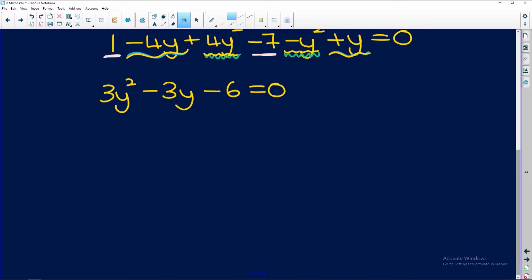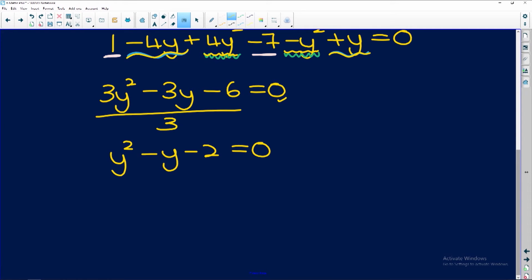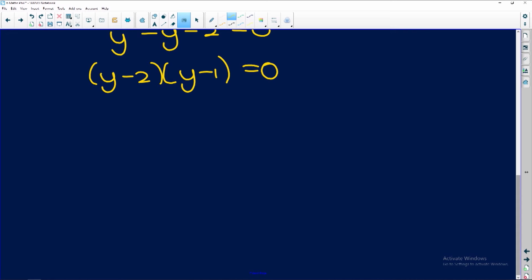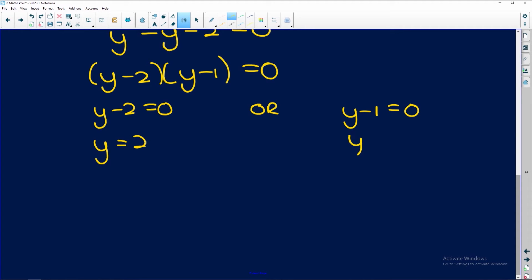If you don't want to factorize this trinomial, you can divide the whole thing by 3, and because of the 0 on the other side, that 3 becomes non-existent. So y squared minus y minus 2 is equal to 0. Now we can easily factorize this: (y - 2)(y + 1) equals 0. By the zero product theorem, y minus 2 is equal to 0, or y minus 1 is equal to 0, and therefore y equals 2 or y equals 1. Those are our y answers.